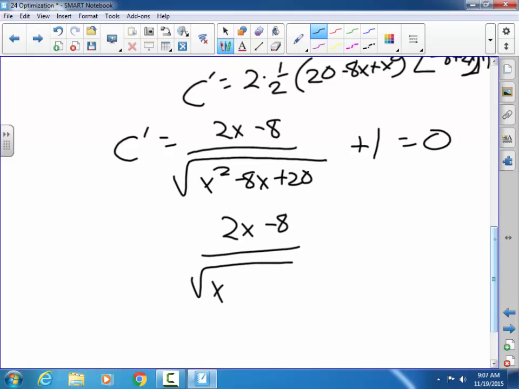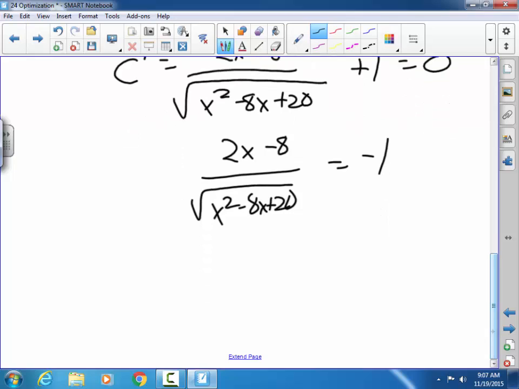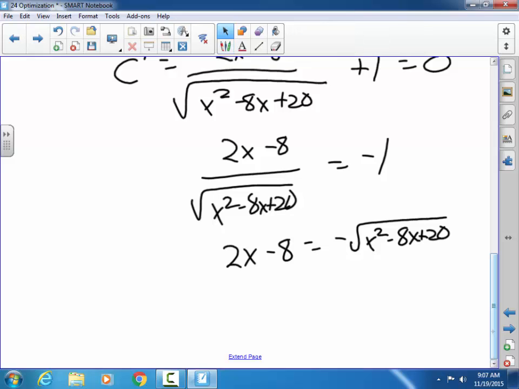Over this square root equals negative 1. So 2x minus 8 equals negative square root of this. You buy that? Well, now what are we going to do? If we do that, we're not going to get anywhere. We've already set it equal to 0 and moved to here. And it's not going to do us any good.